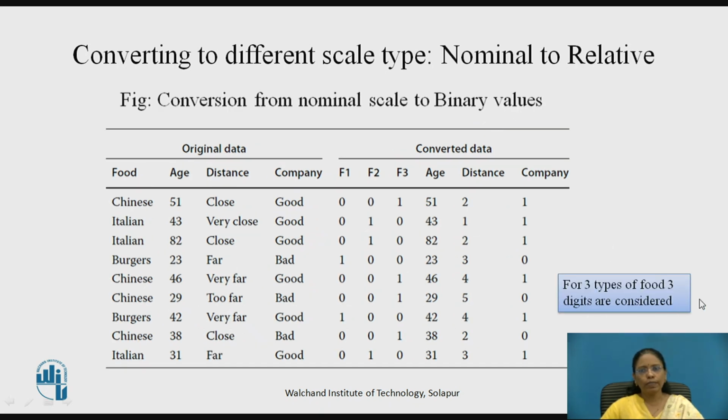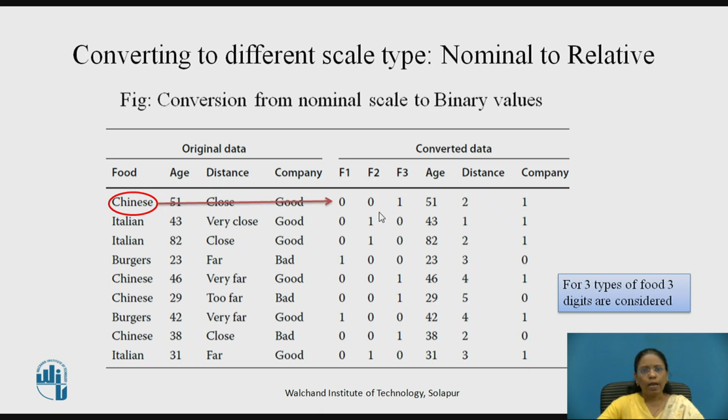As there are three types of foods, 3 digits are considered. If you see, there is Chinese, Italian, burgers. So 3 food types are there, so 3 digits are considered for binary, like F1, F2, F3. These 3 digits are considered. As it's a binary, it can take a value 0 or 1 only.